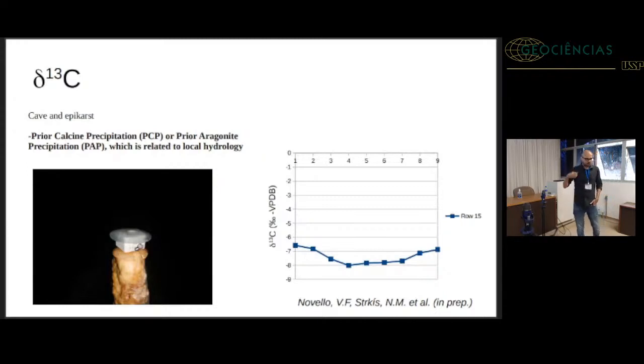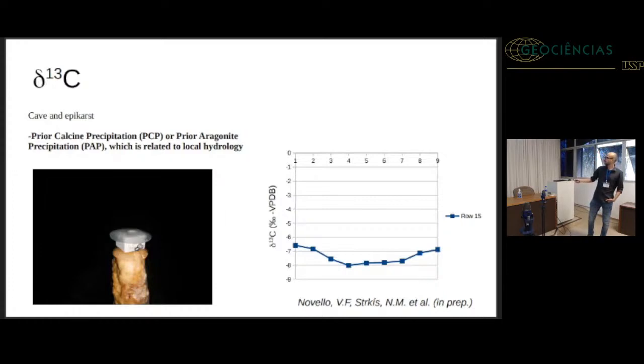And then every couple of weeks, sometimes a couple of months, we remove these glasses. We replace this glass, put a new glass there to collect the new calcite. Then we analyze the isotopic composition of this material. Here's one example. Then we do a transect of analysis. We start analyzing from one border to another border, what you see here.